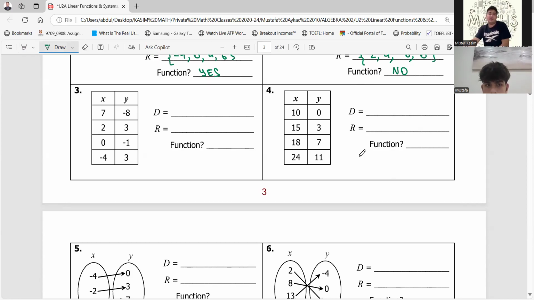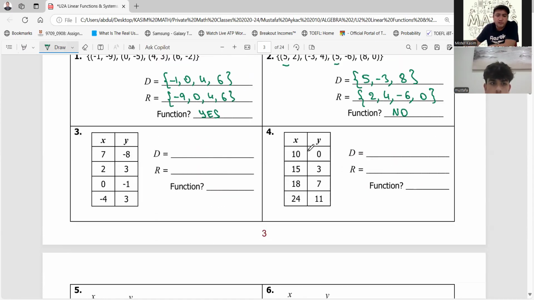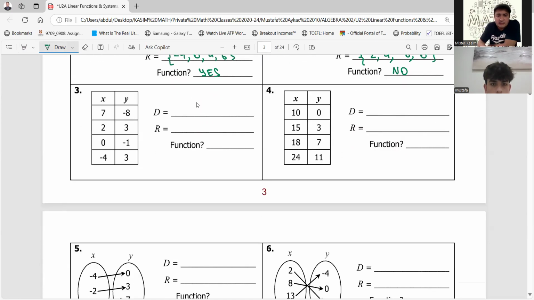Okay, now how about the table here? This one is set form. How about if the relation is given in a table? Domain, 7, right? If there's two y values, 2, 0, -4, right? Domain, right? And range? Yes, Mustafa.